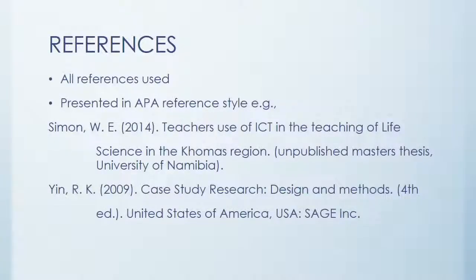It can be referenced as, if that article was published maybe in 2018, it will be Simon, then the initial, 2018 and the title. But this time around, you will provide what we call the journal, the name of that journal, and then you have to underline it. Very important.